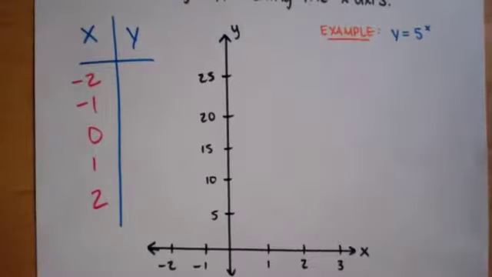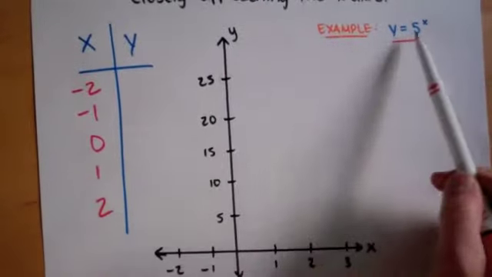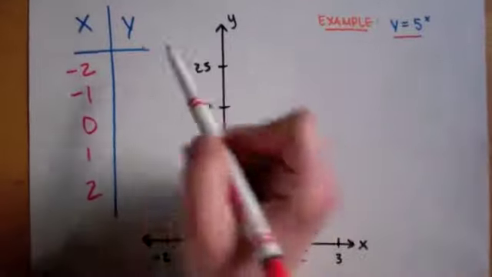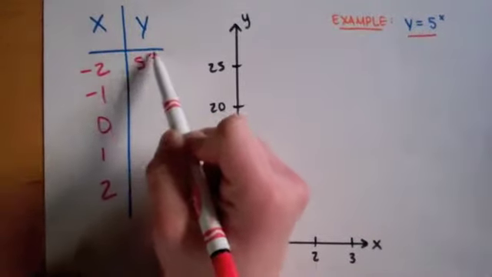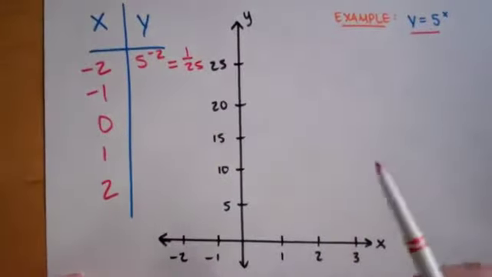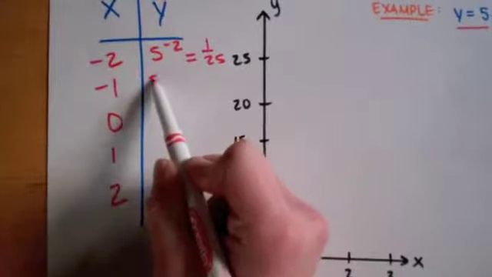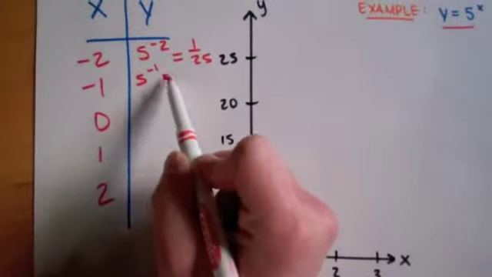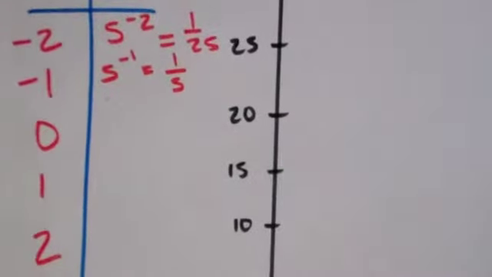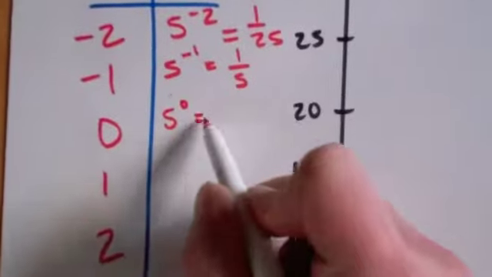Okay. And so when you put a -2 into this equation right here, you have y equals 5 to the power of -2, and that equals 1/25. It's a really tiny number. And then 5 to the -1, you get 1/5. Just a little larger than the last one, but not by much. And for 0, anything to the power of 0 is 1.